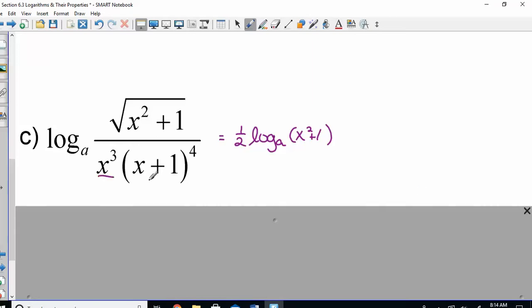Okay, both of these are on the bottom. So what kind of sign will I do? Will it be adding or subtracting? Subtracting both of them. So minus log base a of x cubed, so what would I need to do there? Alright, take my third power and drop it down in front. This one was also on the denominator, so we also subtract log base a of x plus 1 to the 4th, so I put the x plus 1 and the 4 goes in front.